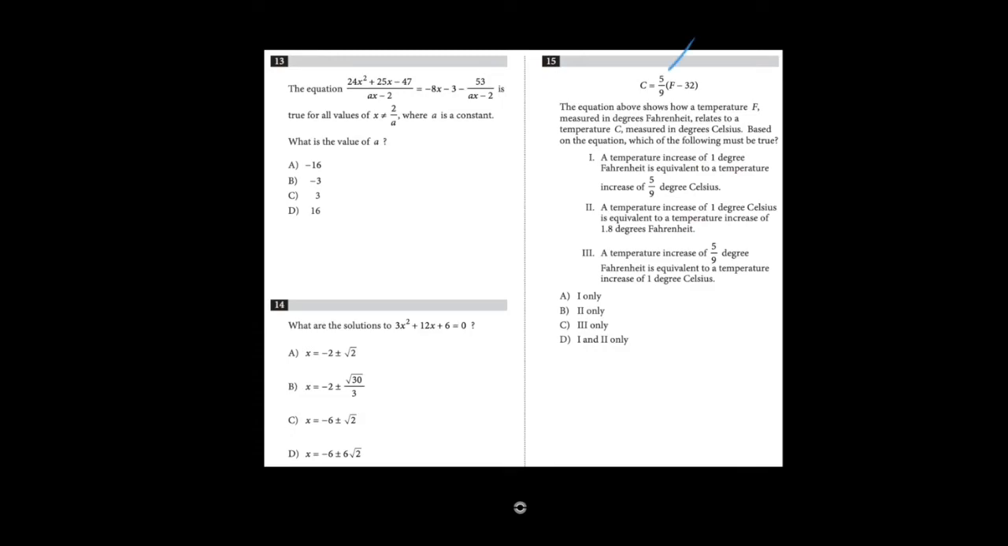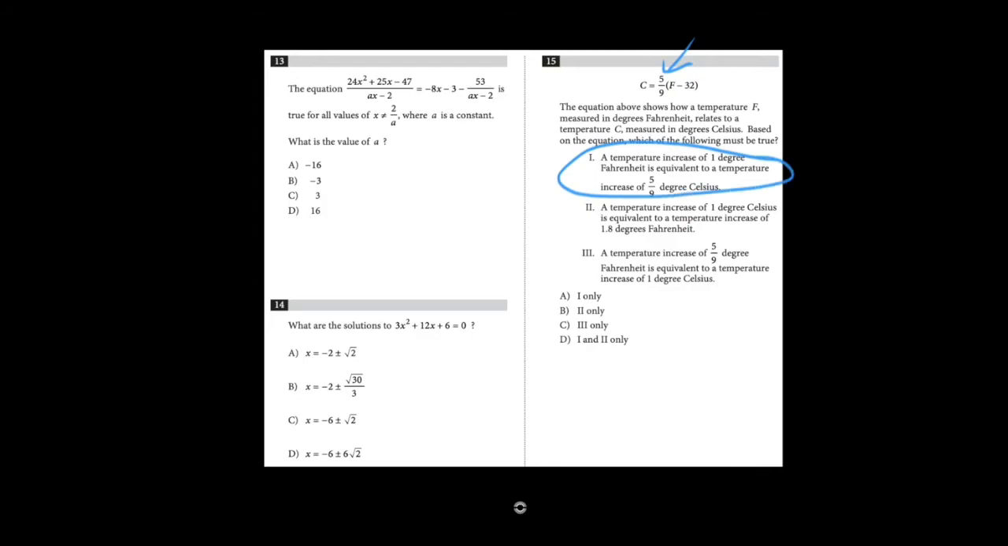And this makes sense because the equation is essentially in the form y equals mx plus b. So we know that an increase of 1 degree Fahrenheit is an increase of 5/9 degrees Celsius. And that is exactly what is said in number 1, so we know that that one is true for sure.